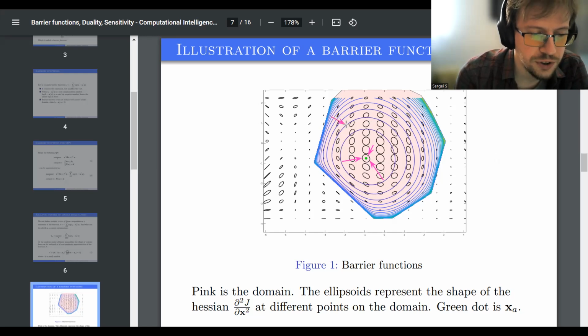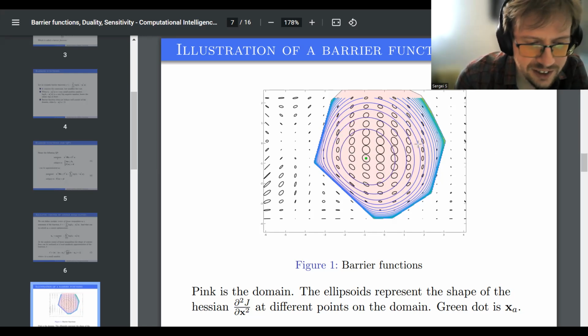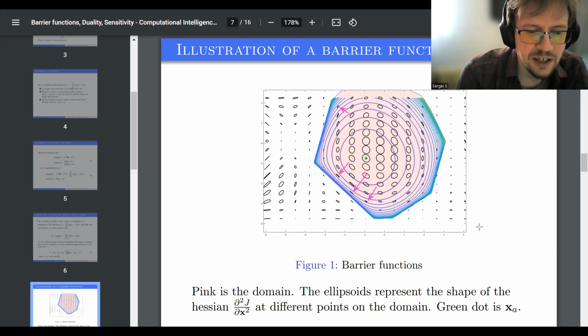Now, all other contours here represent the Hessian of the barrier function at this particular point. And the reason I draw them is because you can see how the Hessians become degenerate. As in, here the Hessian just becomes line-like. Here it is line-like, right? They all become degenerate. Notice the Hessians become degenerate close to the edge of the domain.